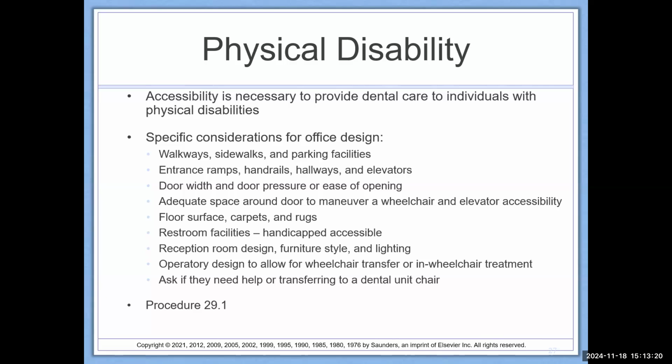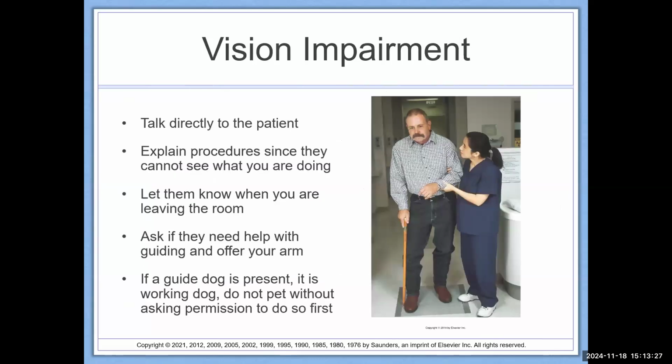Now, in your textbook, there is a procedure labeled 21-1. I do recommend, rather require, that all the students review that procedure. With vision impairment, you must talk directly to the patient. You have to explain procedures since they can't see you coming towards them. You have to let them know if you're leaving the room or if you're about to put a patient napkin on them. You have to ask if they need help with guiding, and offer your arm. You can say, "My left arm is near your right arm, so if you like, you can use my arm as guidance."